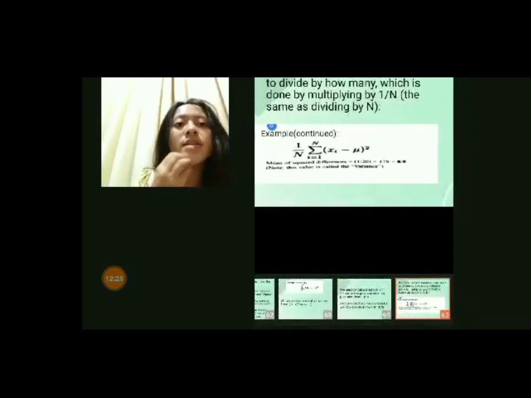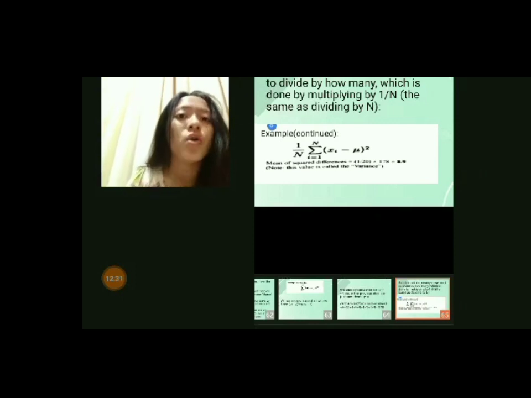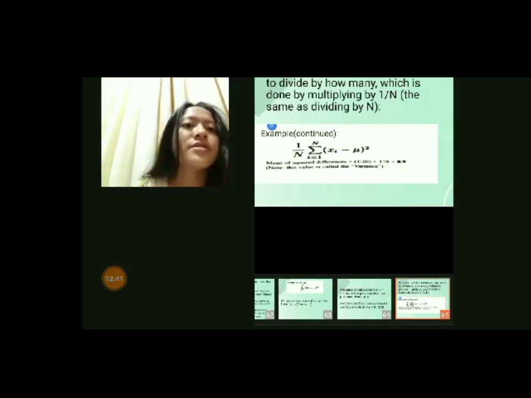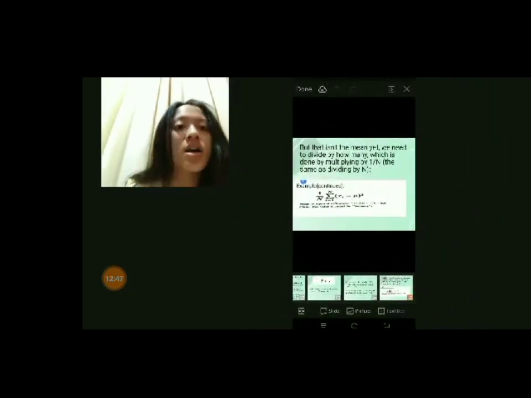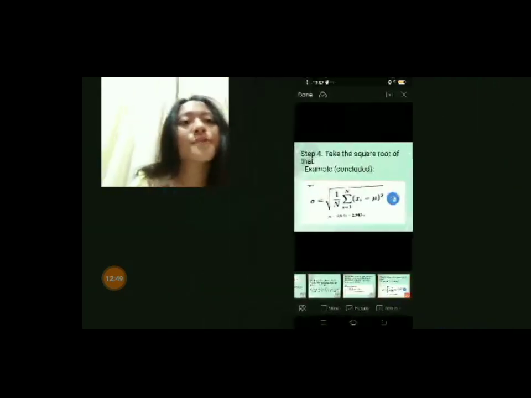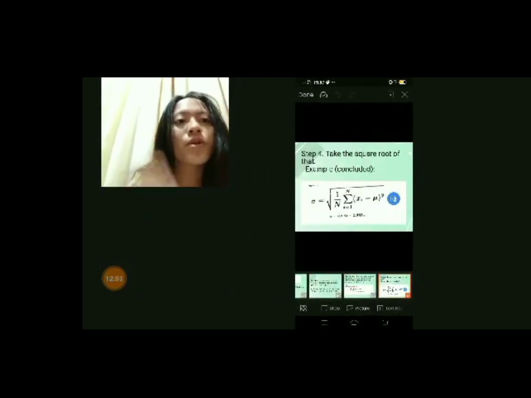The formula is 1/n Σ (x minus the mean of all our values) to the power of 2. So the mean of the square differences is 178 divided by 8 is 8.9. Note, this is called the variance. Step 4, take the square root of that.